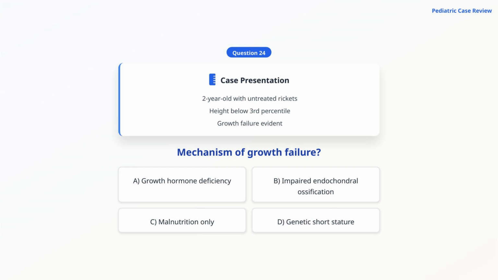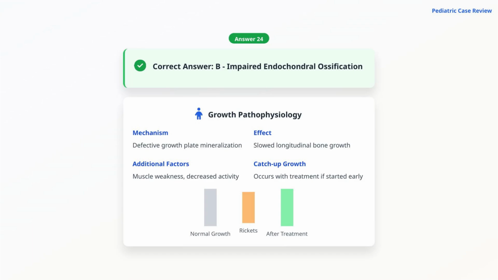Case 24. A 2-year-old child with untreated rickets has height measurements below the 3rd percentile. Question: what is the mechanism of growth failure in rickets? Option A. Growth hormone deficiency. Option B. Impaired endochondral ossification. Option C. Malnutrition only. Option D. Genetic short stature. The correct answer is B.